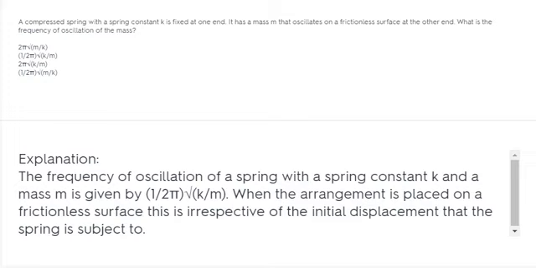Explanation. The frequency of oscillation of a spring with a spring constant K and a mass m is given by the formula when the arrangement is placed on a frictionless surface. This is irrespective of the initial displacement that the spring is subject to.